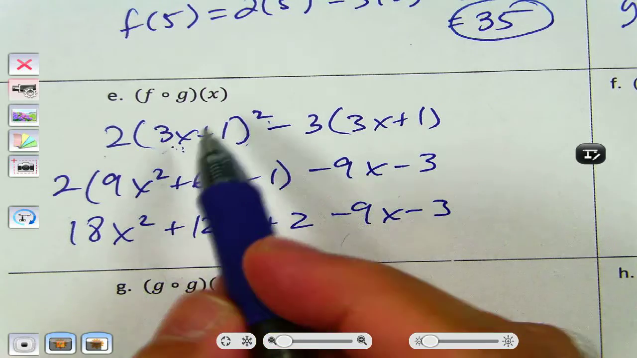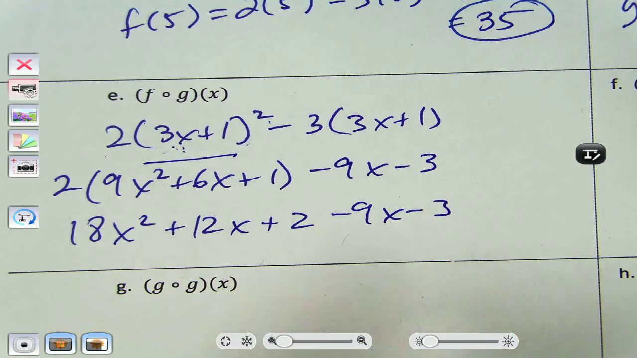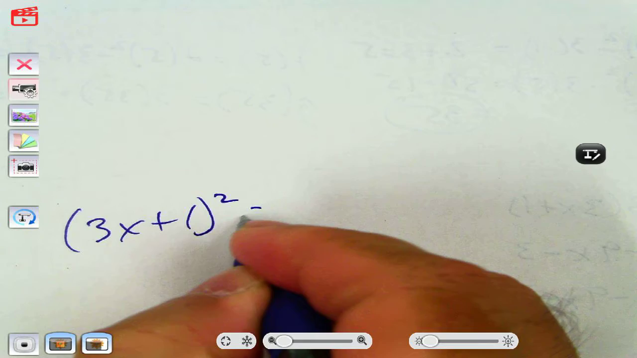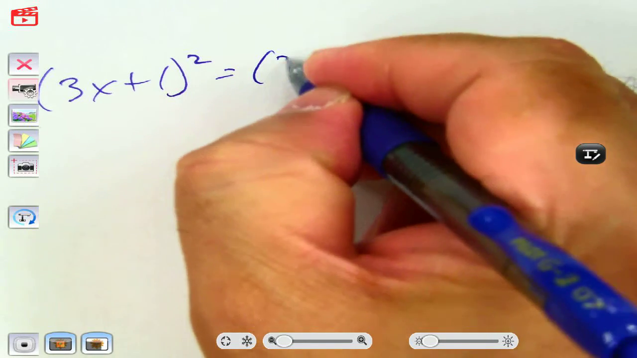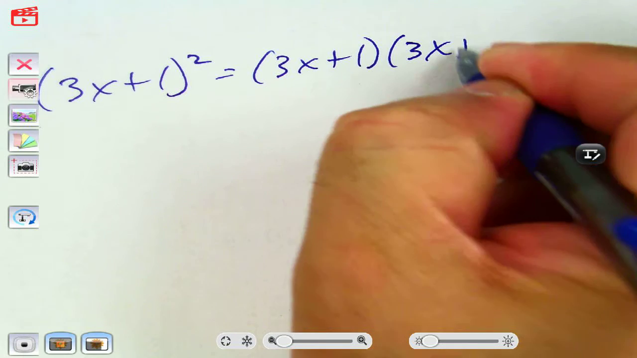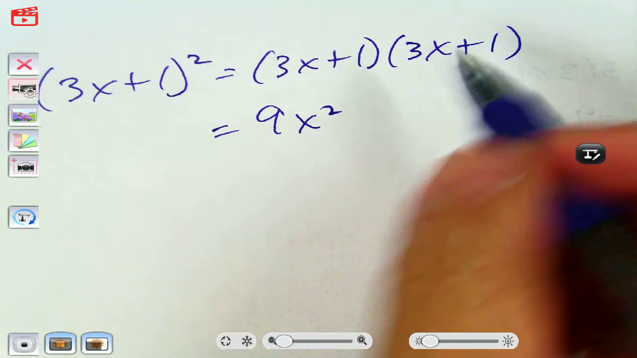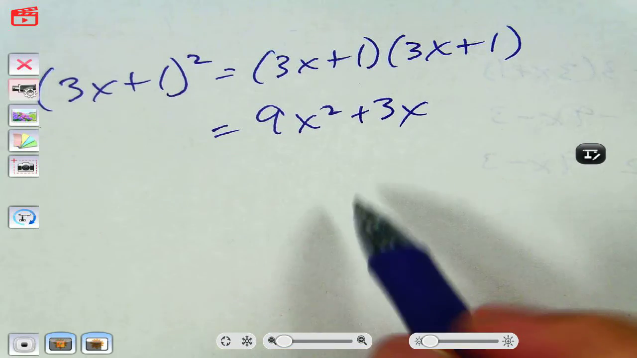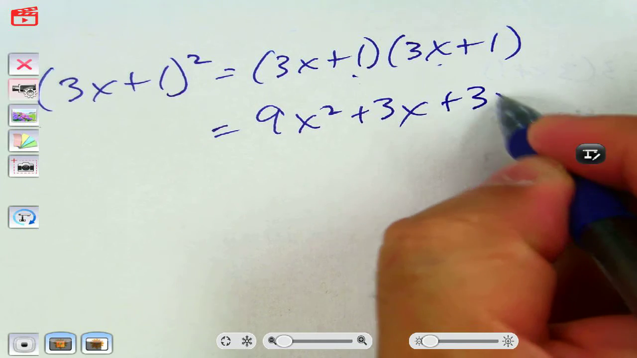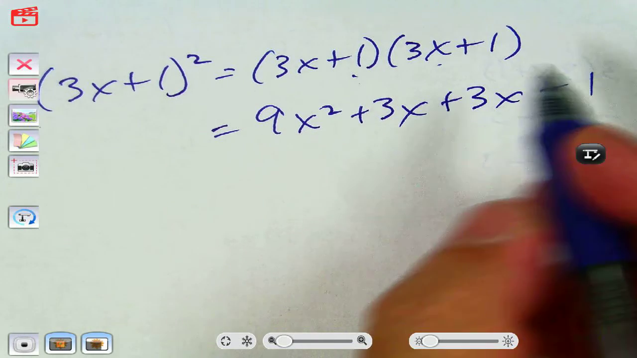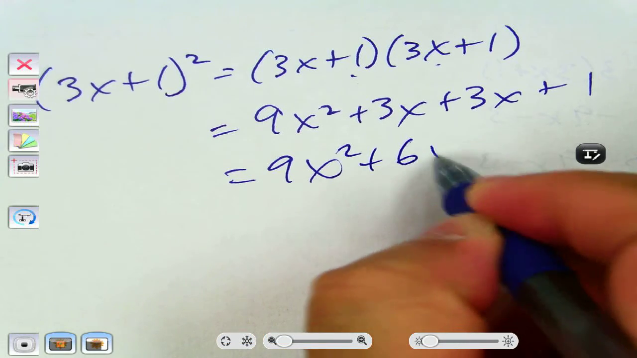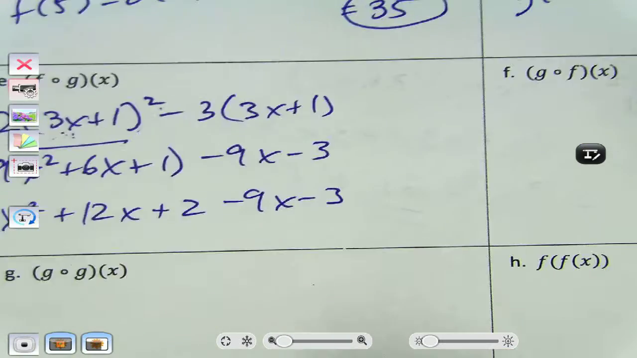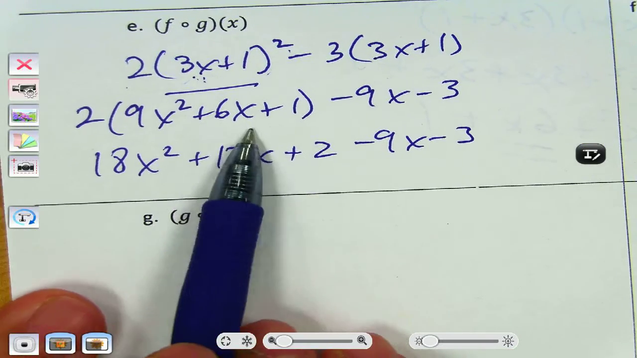Just to remember, when you square a binomial, that's the same thing as doing 3x plus 1 times 3x plus 1. So you have to multiply that out, so it's 9x squared, I did 3x times 3x. Now I'm doing 3x times 1, which is 3x. And now 1 times 3x, that's 3x. And 1 times 1 is 1. That becomes 9x squared plus 6x plus 1. So if you're wondering where that 6x came from, that's where it came from. That's how I got the 9x squared plus 6x plus 1.